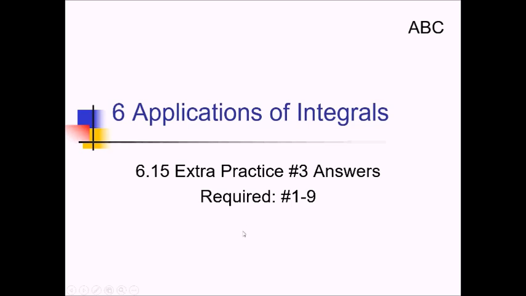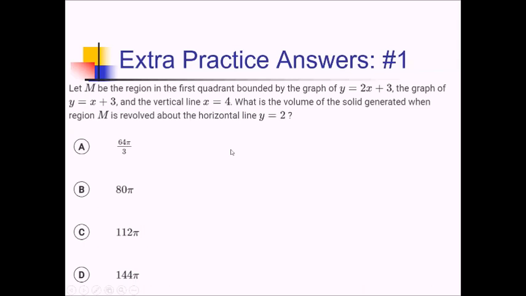to the y-axis. On this problem, let's say that M is the region in the first quadrant bounded by these two lines, y equals 2x plus 3 and y equals x plus 3, and also the vertical line x equals 4. So it probably helps if we have a visual here. Let me draw this out.